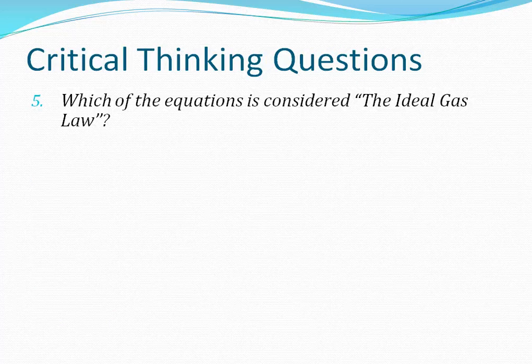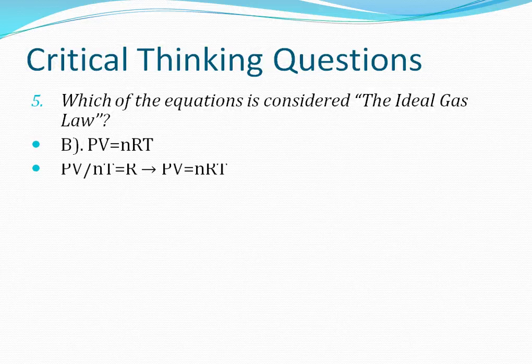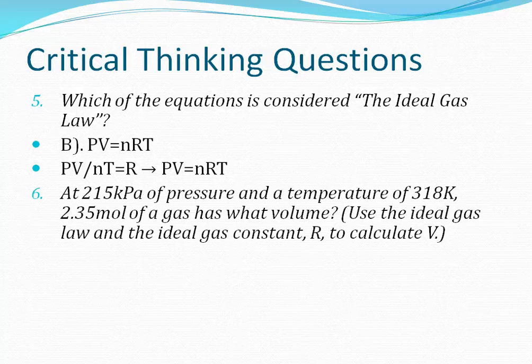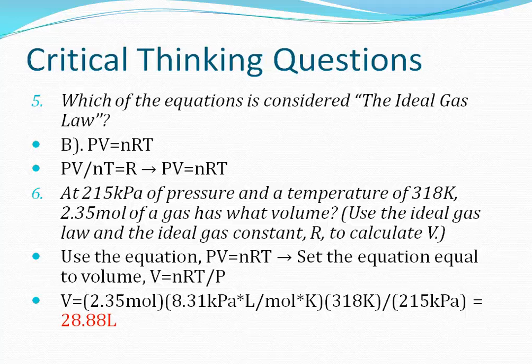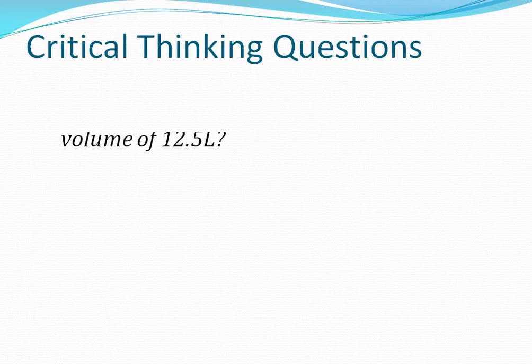Which of the following equations is considered the ideal gas law? And that is PV equals nRT. At 215 kilopascals of pressure and a temperature of 318 kelvins, 2.35 moles of a gas has what volume? You use the ideal gas law, PV equals nRT, to calculate V. You set the equation equal to V, plug in all of your variables, and you get 28.88 liters.